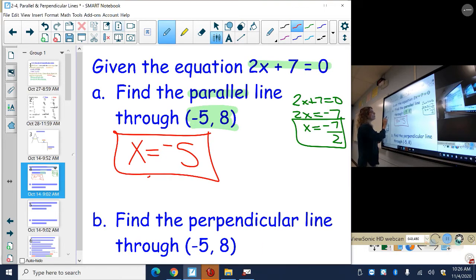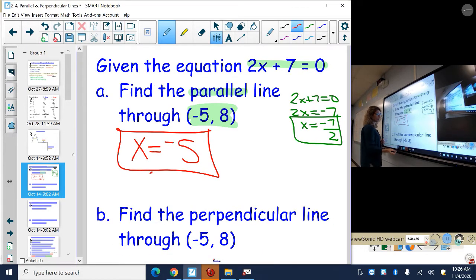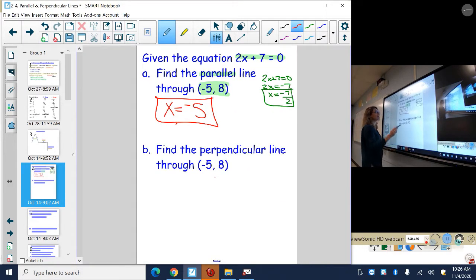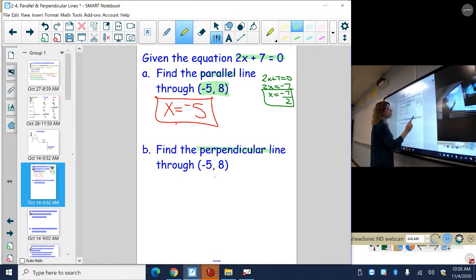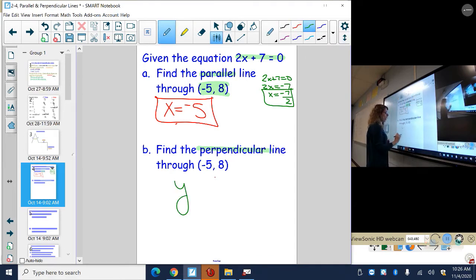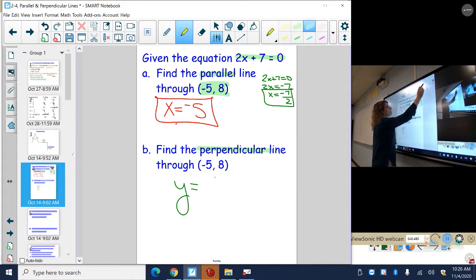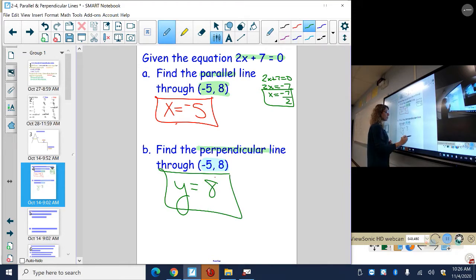So now, perpendicular is going to be the opposite letter. So perpendicular is opposite. What is opposite of x? Well, what is opposite of x is going to be y. And then again, we are going to be looking at this ordered pair. And what is the y coordinate of that ordered pair? It is going to be 8. So your equation is going to be y equals 8.